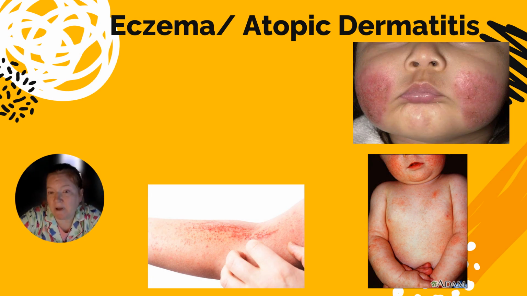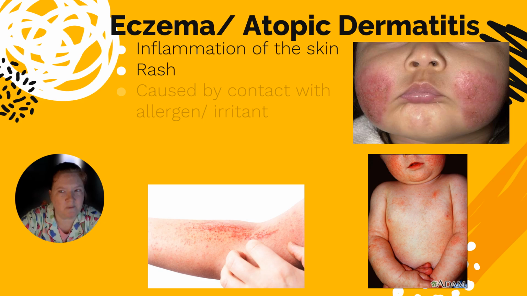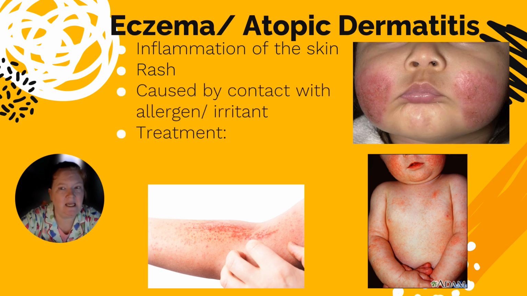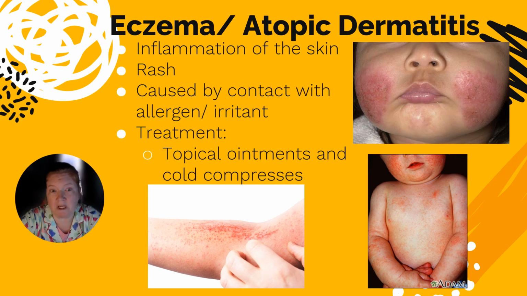There's also eczema or atopic dermatitis. It is inflammation of the skin. So you get a rash. It's caused by contact with an allergen or an irritant. And the treatment, again, is usually an ointment, a cold compress. You may try to figure out what caused the reaction, and avoiding it is often helpful.